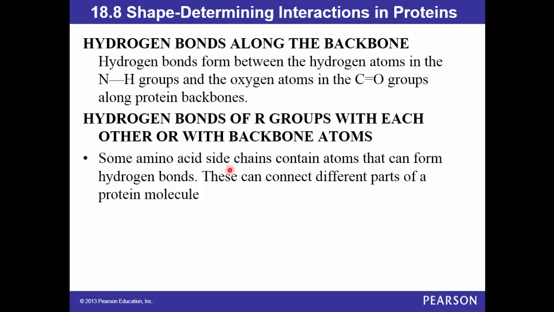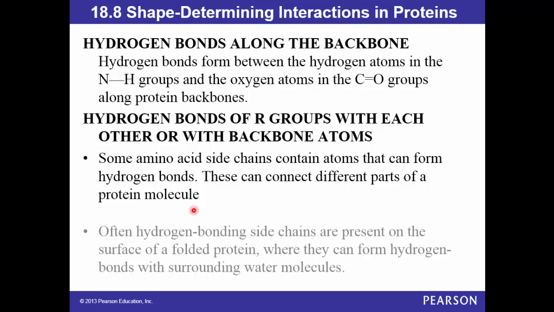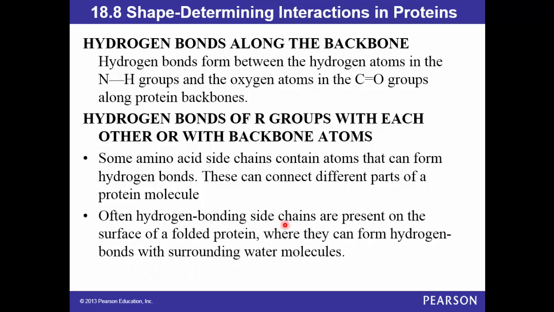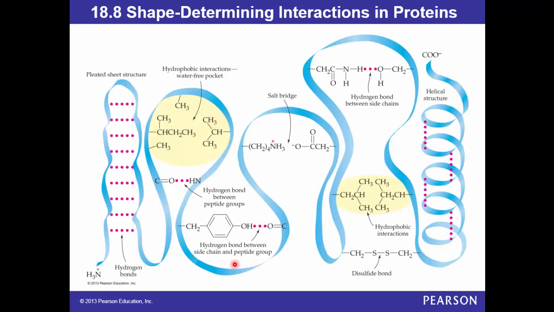Now, hydrogen bonds of the R groups with each other or with backbone atoms. Some amino acid side chains contain atoms that can form hydrogen bonds. These can connect different parts of a protein molecule. Often hydrogen bonding side chains are present on the surface of a folded protein, where they can form hydrogen bonds with surrounding water molecules.